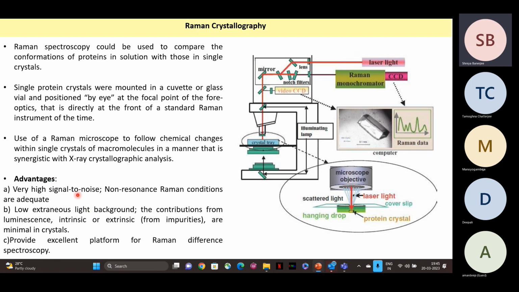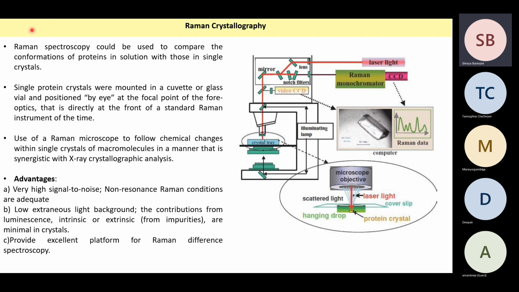There are advantages of Raman over X-ray crystallography. Firstly, high signal to noise ratio. Next, in X-ray crystallography, since you are adding X-rays, there can be a lot of disturbance of the sample and background light, but this is all excluded in Raman spectroscopy. And secondly, you can easily compare what is happening in the single crystal to what is happening in solution using Raman crystallography. So we have talked about two applications in short of Raman spectroscopy, which are Raman microscopy and Raman crystallography.